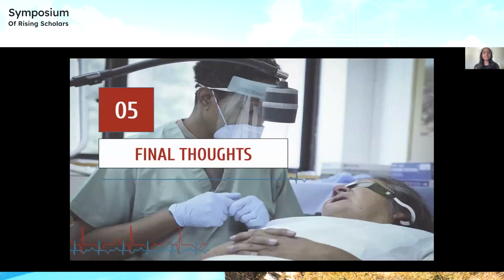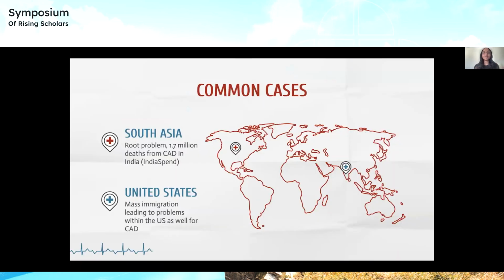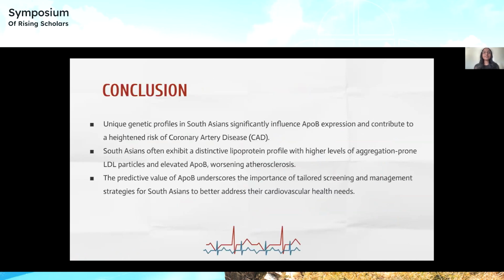And to illustrate that relationship further, moving on to my final thoughts, first we have common cases. We can see in South Asia, that's where the problem is from the root, of course. 1.7 million deaths from CAD in India occur here. And then, of course, the US is the second most prevalent place of this problem with mass immigration. So, in conclusion, the unique genetic profiles in South Asians significantly influence ApoB expression and contribute to that heightened risk of CAD that we see.